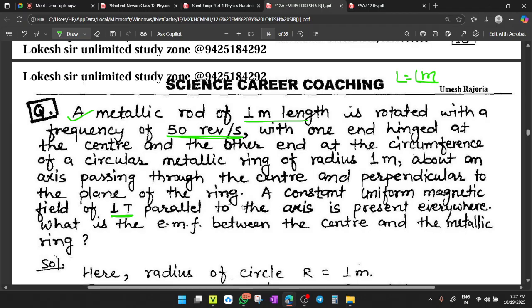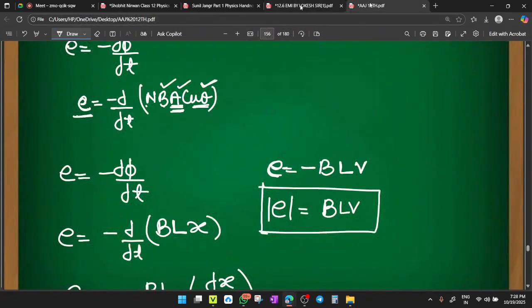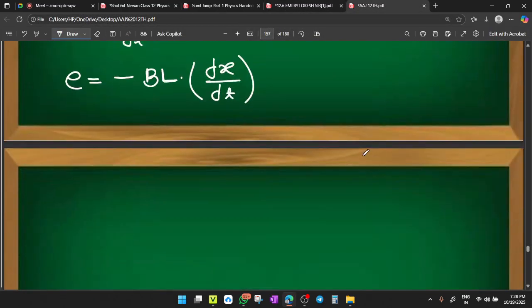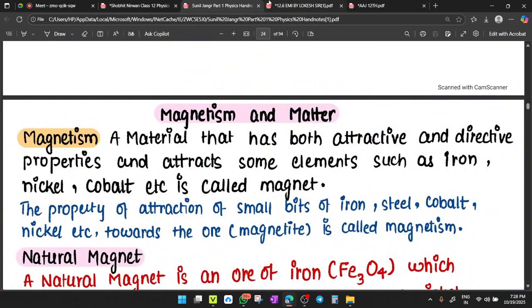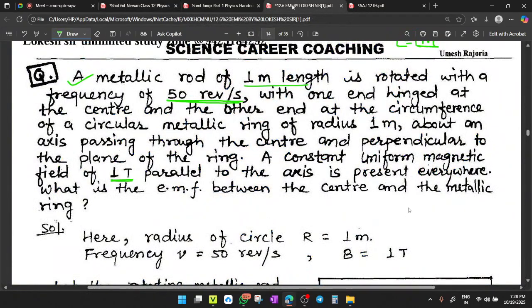Yes, area of the loop swept. See here, we have already carried out the derivation: E is equal to B L square omega by 2. Yes, we have this one. We already have the result. E is equal to B L square omega by 2.